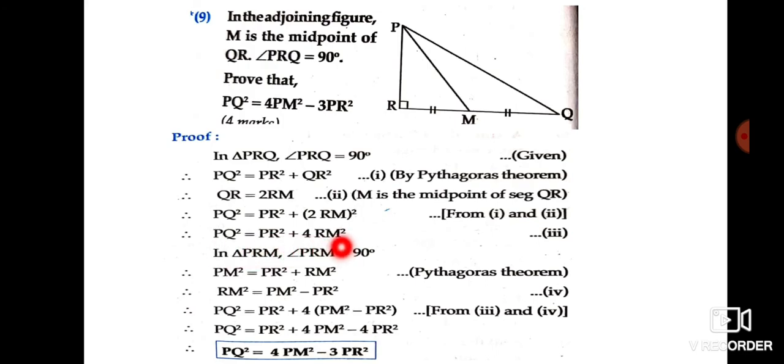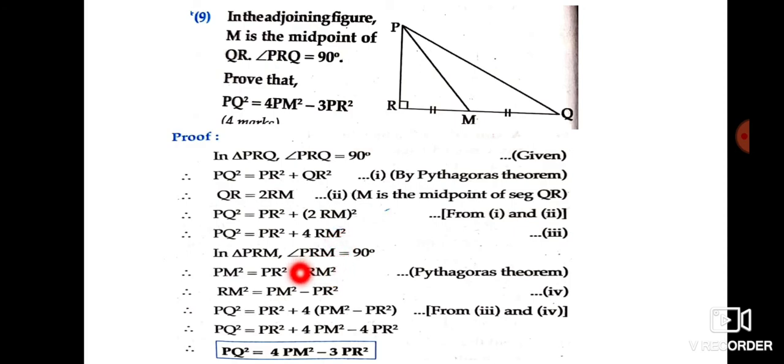Now let us go into this small triangle PRM. In triangle PRM, again we use Pythagoras theorem: PM square is equal to PR square plus RM square. Here we have RM, and here also we have RM. But in what we need, there is no RM; it is PQ, PM and PR. So we need to eliminate RM.